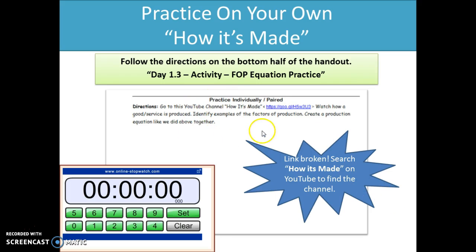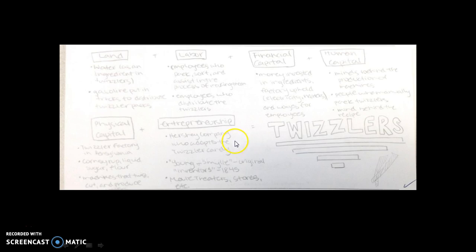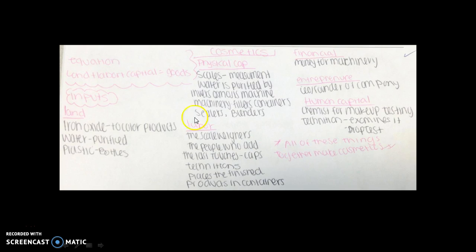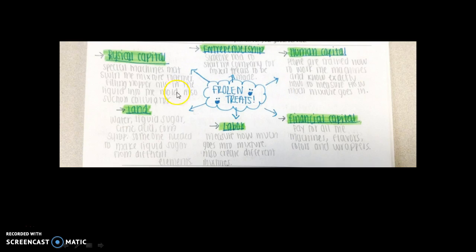The example on the bottom of page 8, you can do this one for extra credit. Here are a couple of examples of what that looked like when students did it for extra credit. Here's one on Twizzlers. Here's one on cosmetics. And here's one on frozen treats. So I'd encourage you to find a video about a product that you're interested in, and then do something similar, identify the 5 factors of production for it.